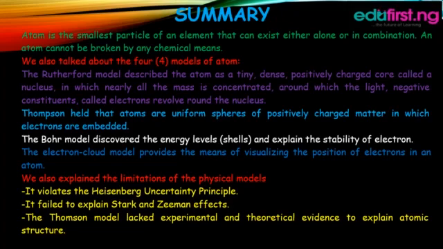Thomson held that atoms are uniform spheres of positively charged matter in which electrons are embedded. The Bohr model discovered the energy levels, which are the same thing as shells, and explained the stability of electrons. The electron cloud model provides the means of visualizing the position of electrons in an atom. We also explained the limitations of the physical model. The first one, it violates the Heisenberg uncertainty principle. The second one, it fails to explain Stark and Zeeman effects. The third one, the Thomson model lacks experimental and theoretical evidence to explain atomic structure.